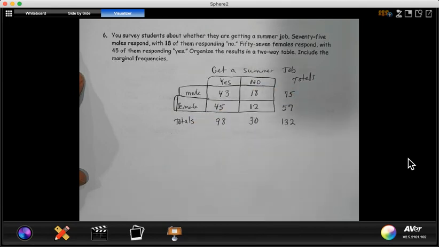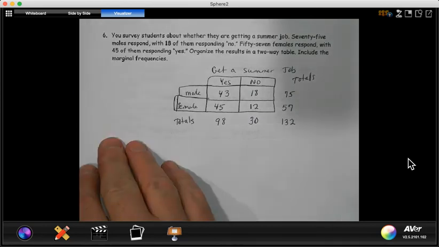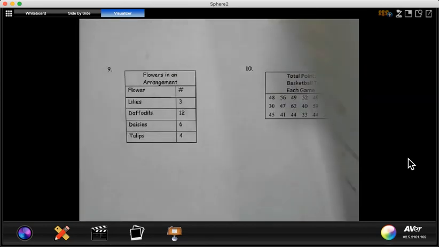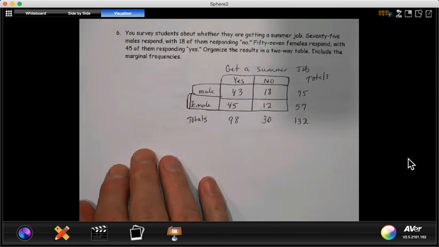98 yeses. And the male yeses is 43. Okay. So we got everything we needed. There's our two-way table. Check and make sure we're done. Yep. Nice job, guys.